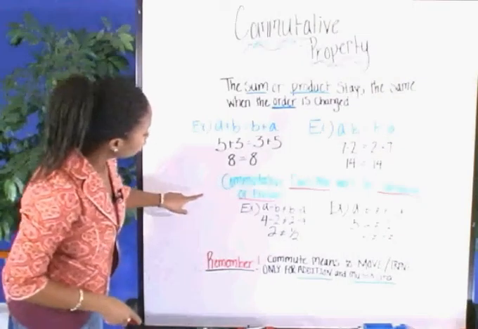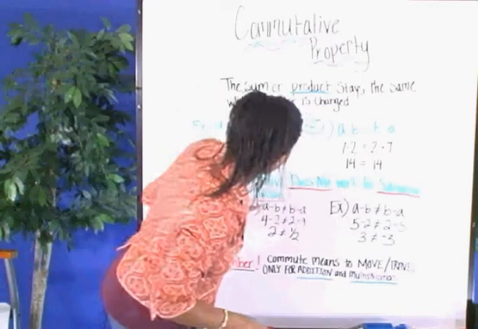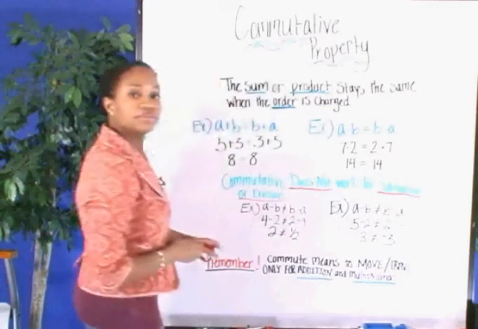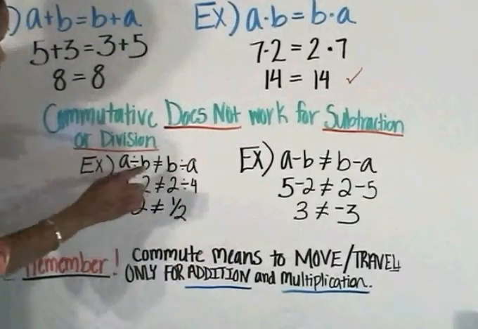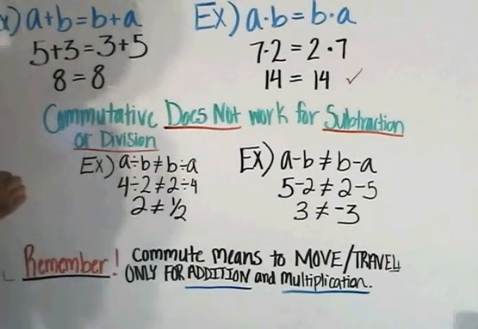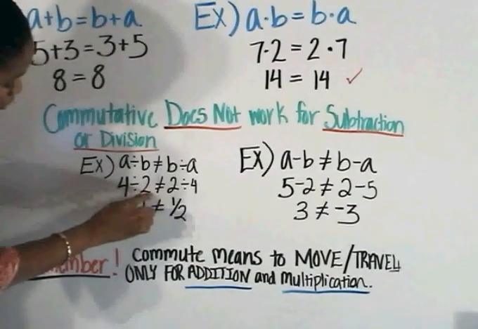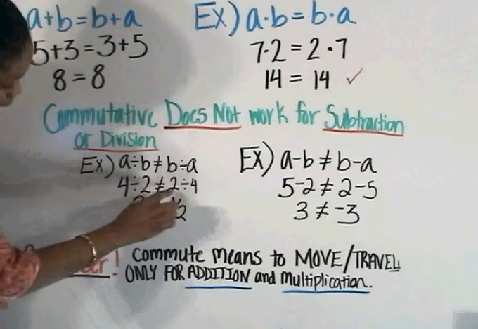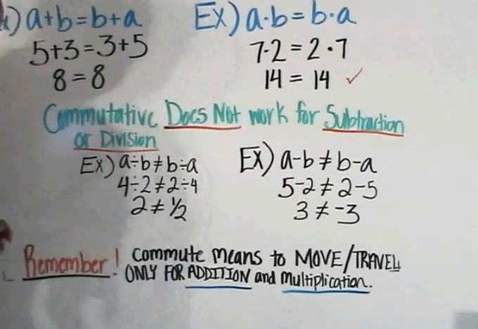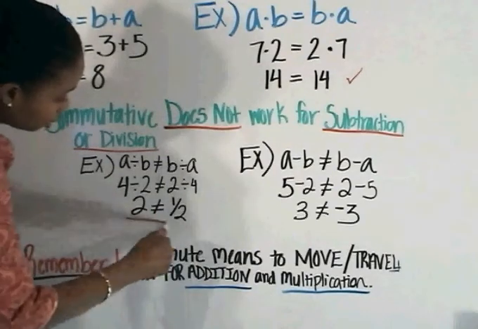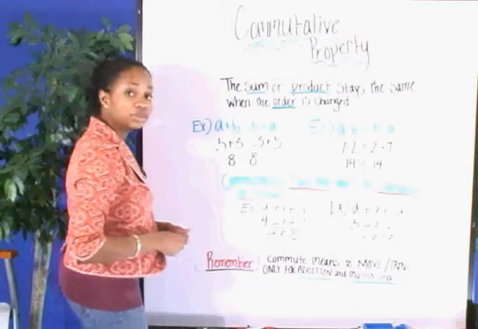Now let's look here. It says the commutative property does not work for subtraction or division. Let's see why. If we have A divided by B, will it equal B divided by A? Well, let's try it with numbers to see. 4 divided by 2 is 2. And 2 divided by 4 is not 2. 2 divided by 4 is 1/2. So they do not equal each other. This is an example of why the commutative property doesn't work for division or subtraction.